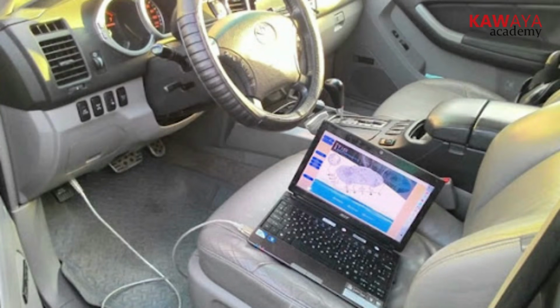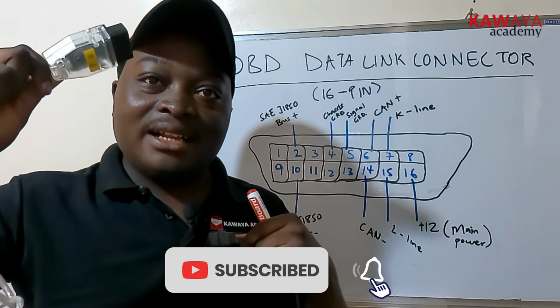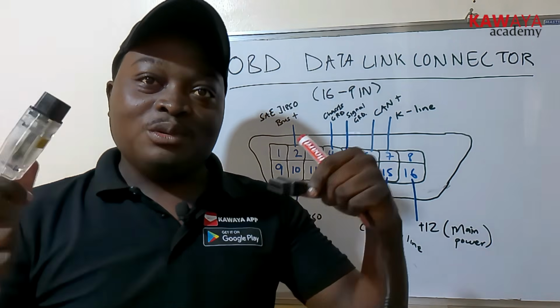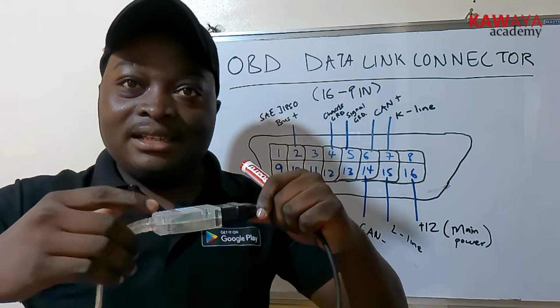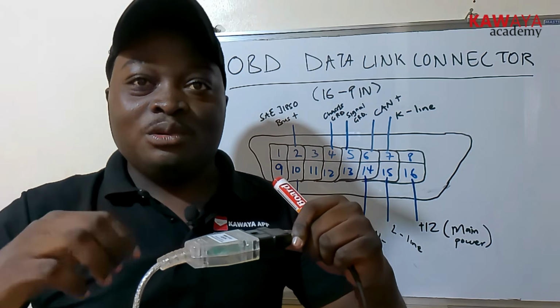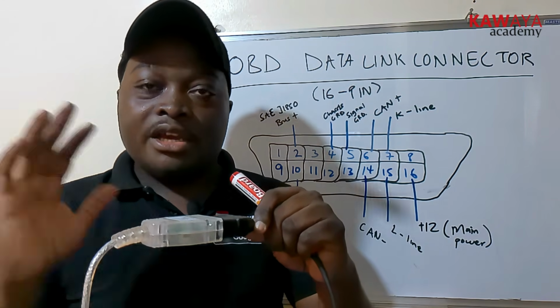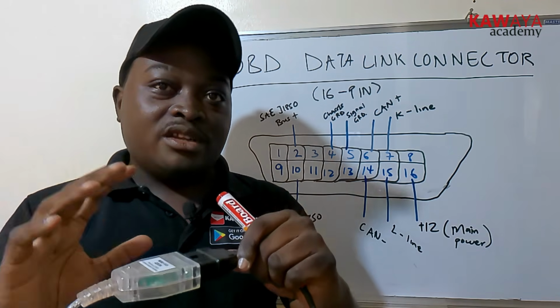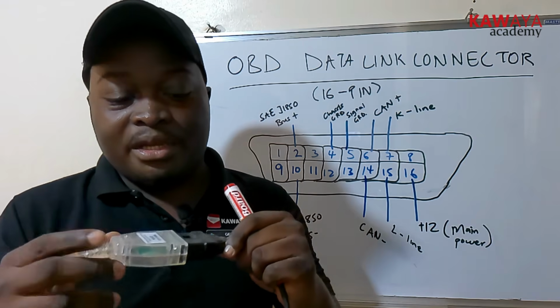This is a sample J2534 VCI for Toyota, and basically if you want to connect, you just plug this into the port like this, and then you've connected to the ECU and you can start reading. We can either have cables, we can have Bluetooth devices, we can have scan tools, and so on, depending.